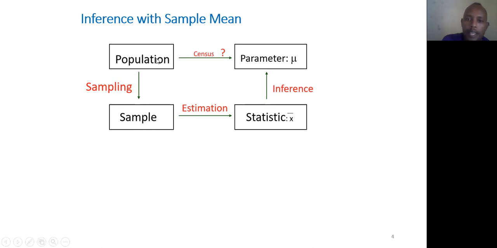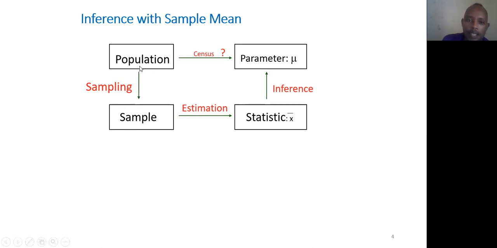One, simply including all elements of the population in our study, that is called a census, and finding the relationship among such variables depending on the census is called a parameter. A parameter is an estimator of the population. For example, population mean, population standard deviation, population variance, like that.